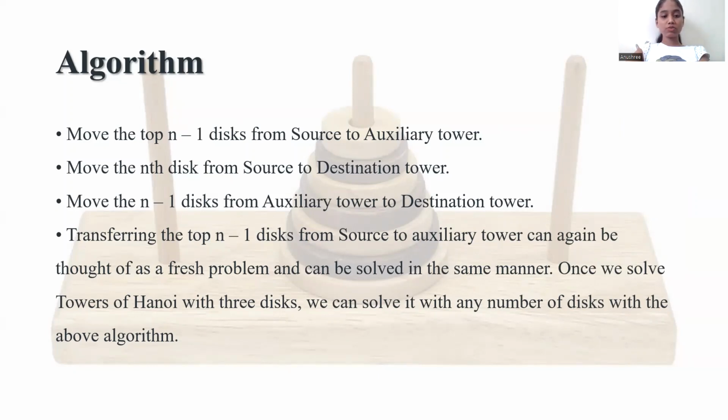Transferring the top n-1 disks from the source to auxiliary tower can again be thought of as a fresh problem and can be solved in the same manner. Once we solve the Tower of Hanoi with 3 disks, we can also solve it with any number of disks with the above algorithm.